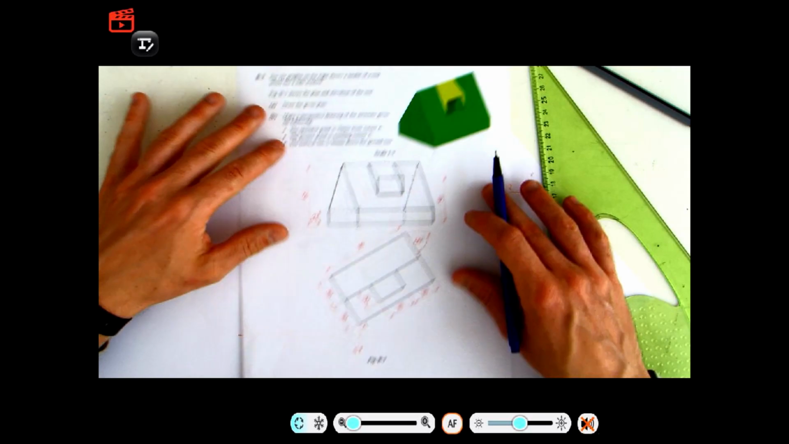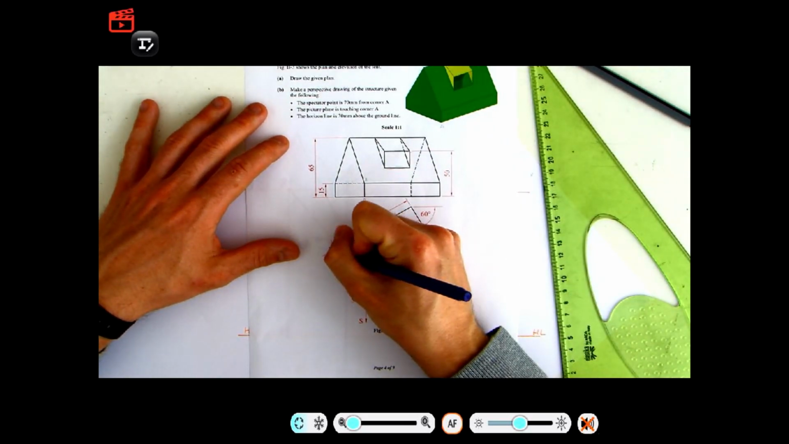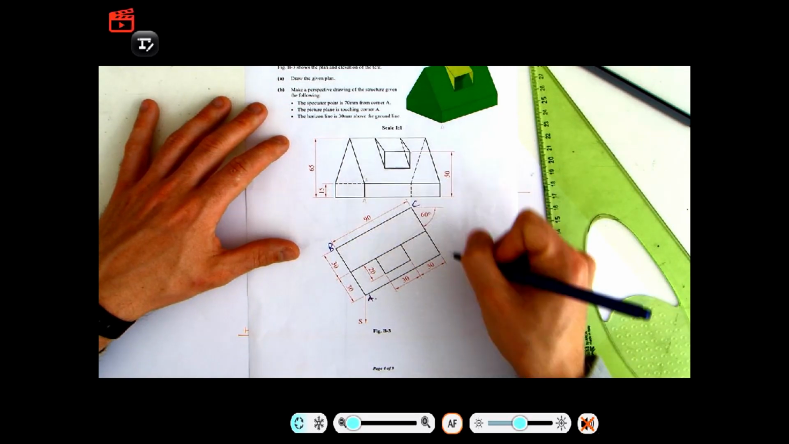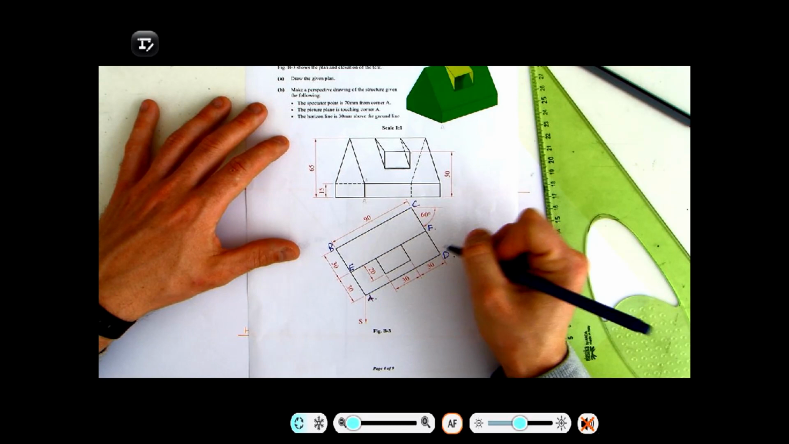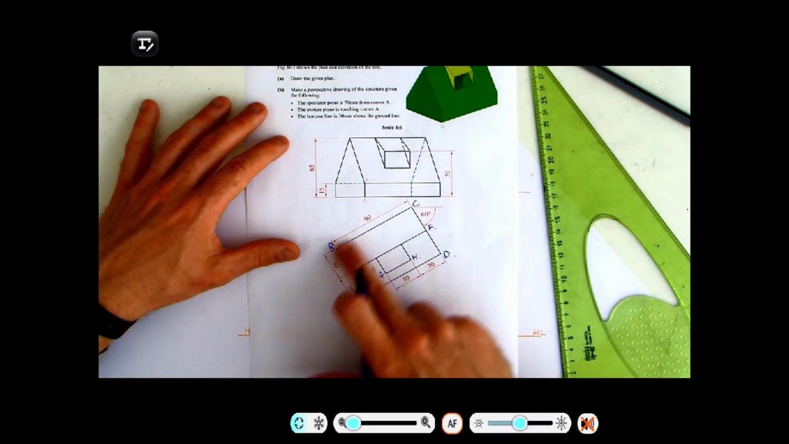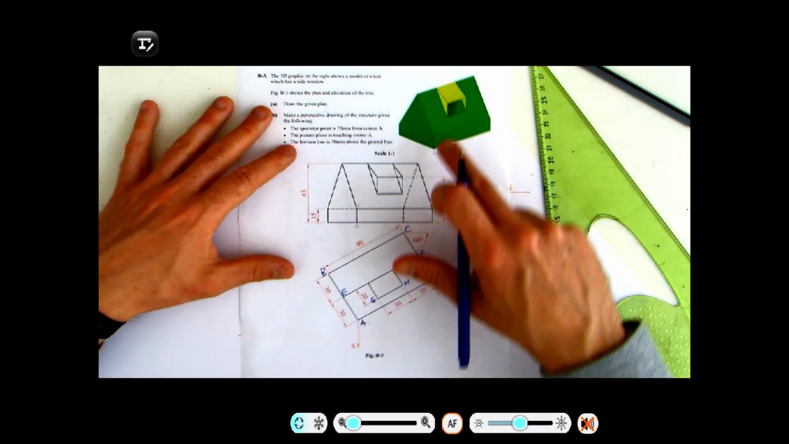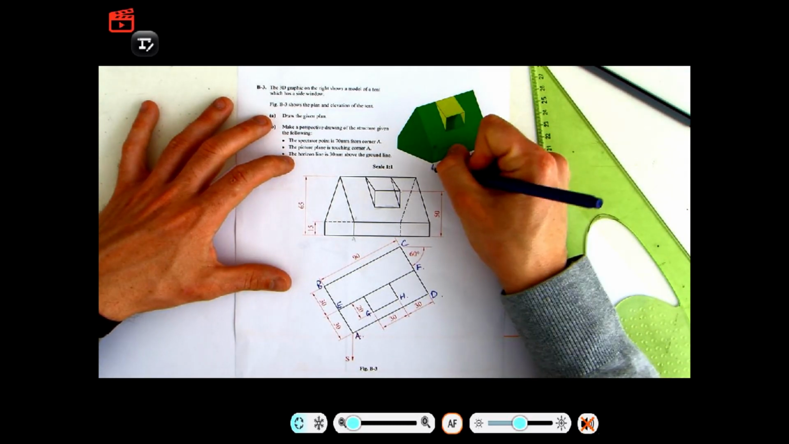So in the plan view, this is corner A. I'm going to go clockwise. This is going to be corner B, C, D, E, F, G, and H. So there's my points there. I then move to my 3D, and I need to match them up as well. So this is going to be A and A. There's going to be 2 points for that.